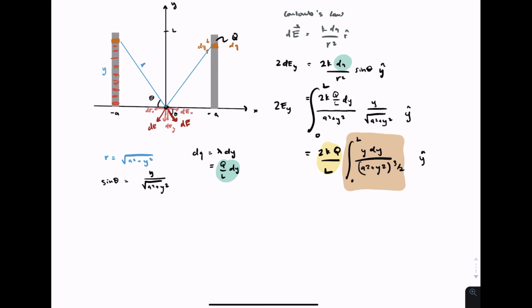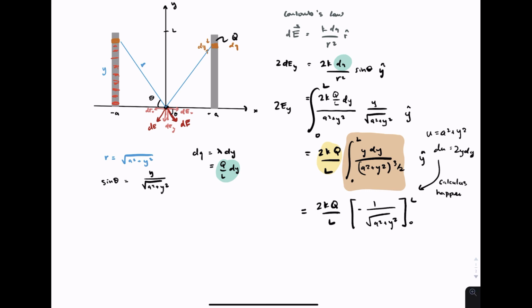So this is 2kq over L. We do the u sub. u should be a squared plus y squared, and then du is 2y dy. All that jazz. And then when you do all that, you end up with negative 1 over a squared plus y squared. I'm just going to say calculus happens here, okay?